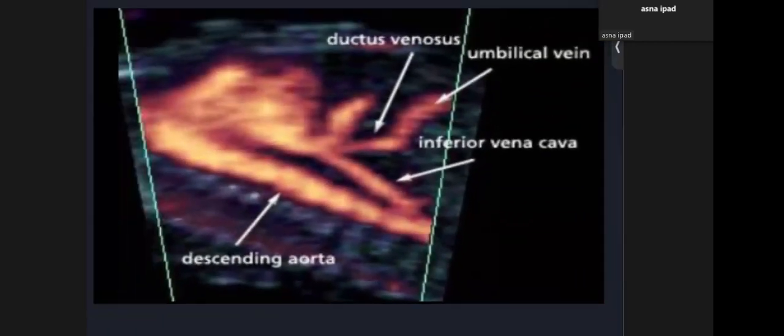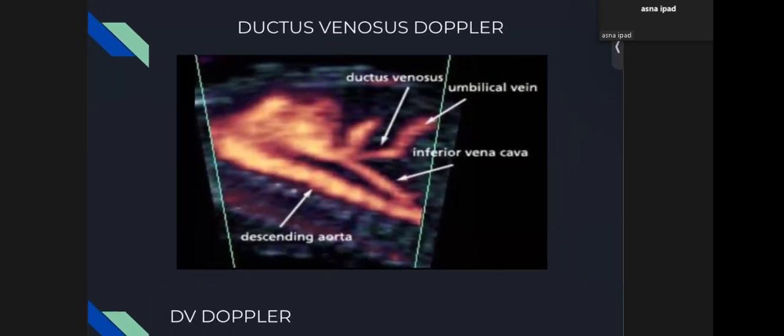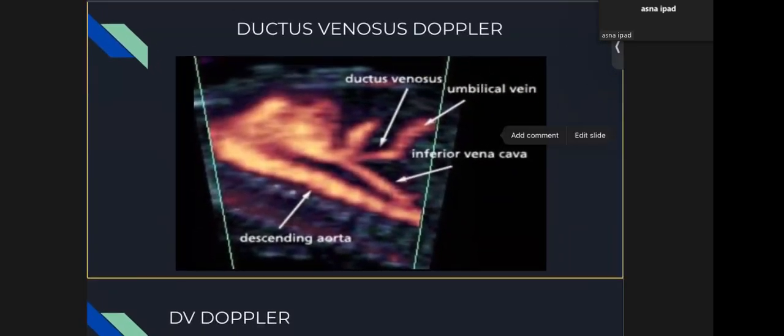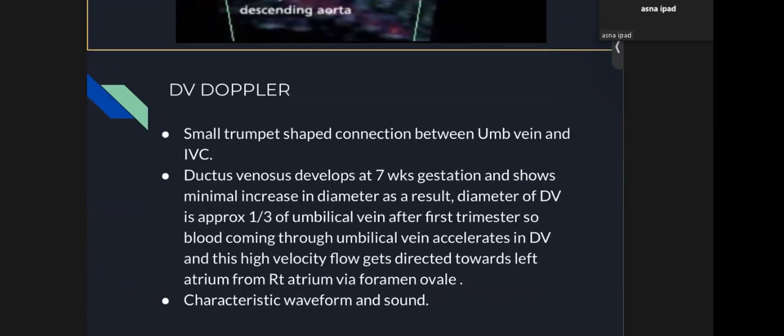Ductus venosus, as you can see in this image, is a connection between the umbilical vein and the inferior vena cava. The umbilical vein joins the left branch of the portal vein, and that connects to the IVC via the ductus venosus. Ductus venosus is a small trumpet-shaped connection between the umbilical vein and IVC.